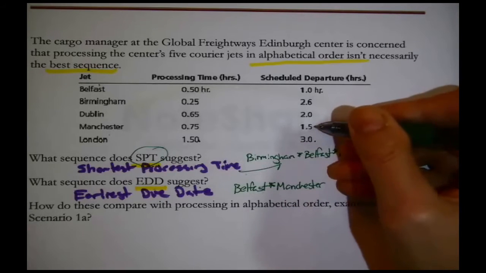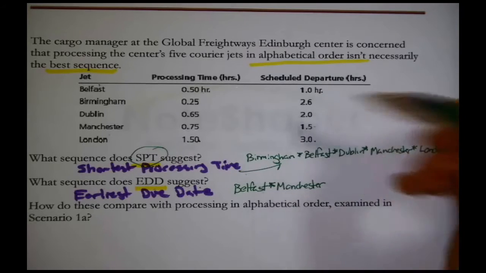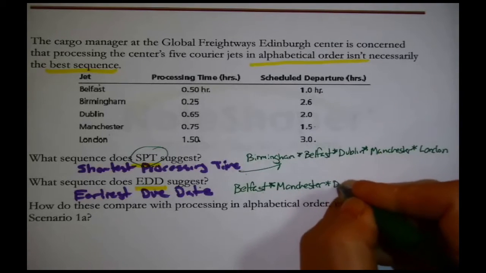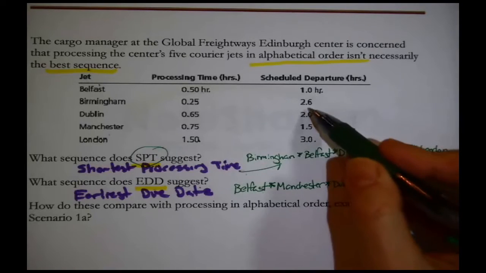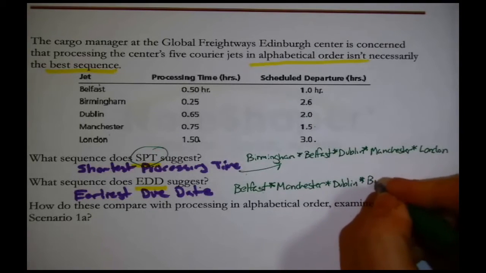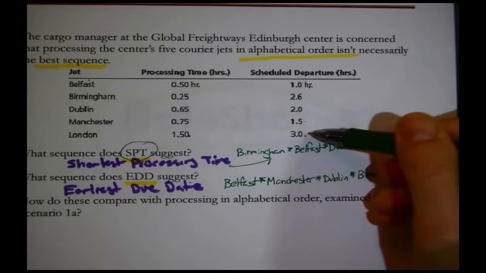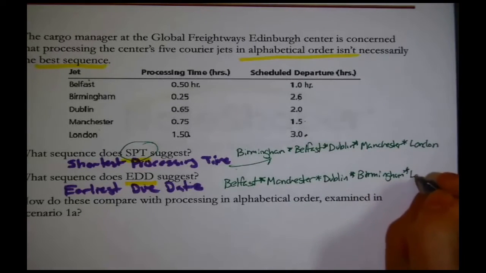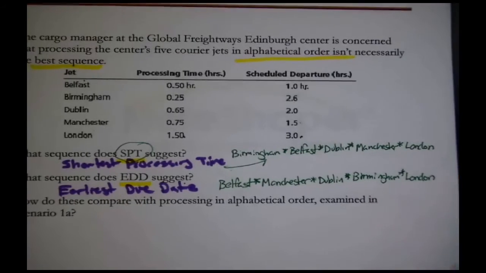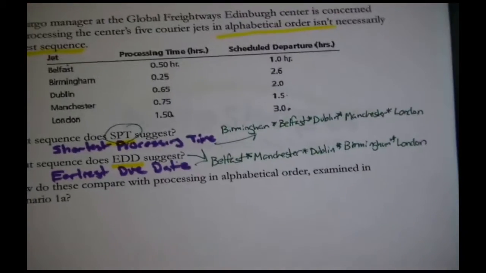because it's the second smallest number. It's the second soonest departure time. Then Dublin is again in the middle. And then Birmingham. And then once again, because its departure is the farthest out as well, London gets put to the back of the sequence. You say, okay. There, that one is answered.